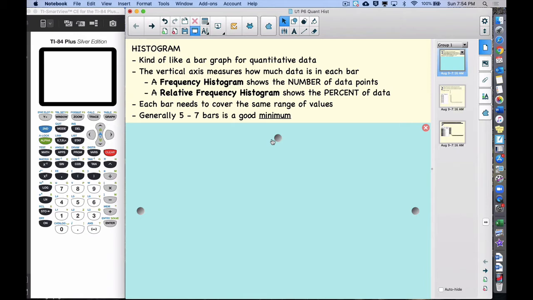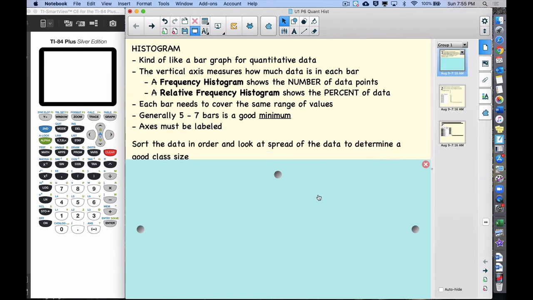If you're drawing your own histogram from scratch, you're going to have to look at how spread out your data is. Like if my data goes from 0 to 20, I might have bars that are only 2 or 3 units wide. If my data goes from 0 to 2,000, then my bars might be like 1,000 or 2,000 wide. So it just depends on how spread out your data is. And with a histogram, your axes always must be labeled. Your y-axis is probably going to be frequency or relative frequency, but we also need to label what the x-axis is, like what your data points are.